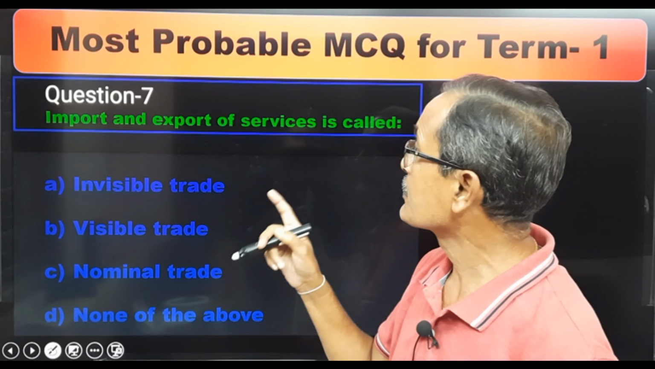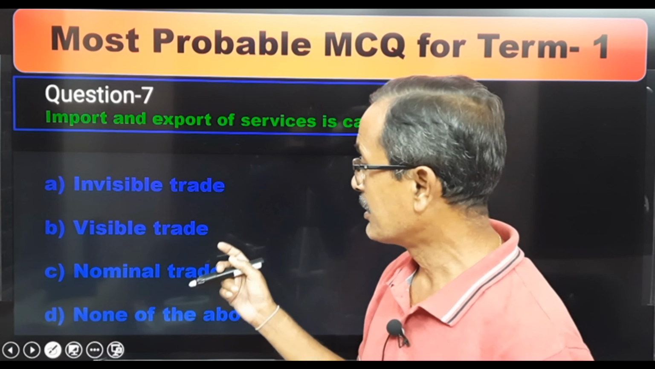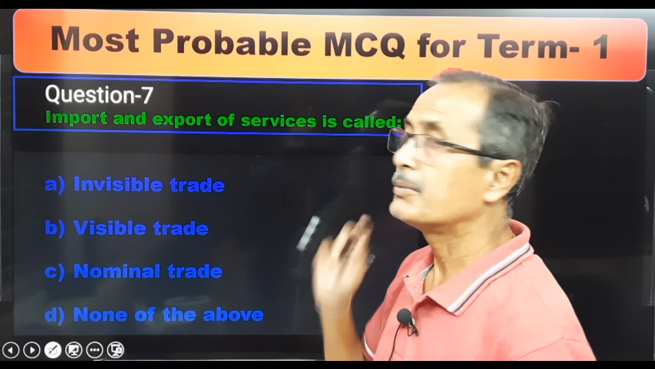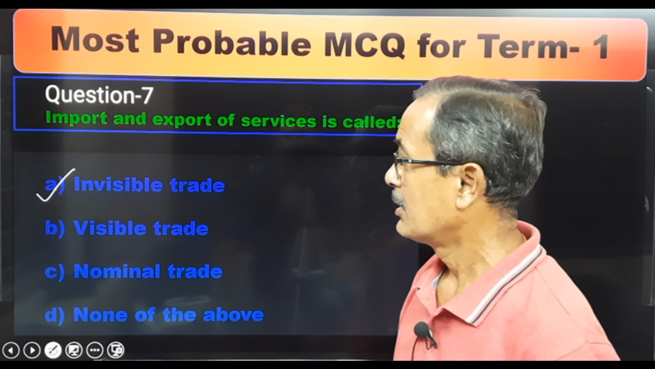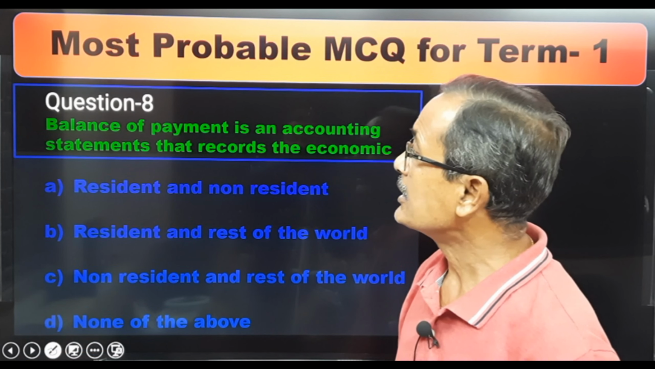Next question is question number 7. Import and export of services is called what? Invisible trade, visible trade, nominal trade, none of the above. We know it is services, so it will be invisible trade.